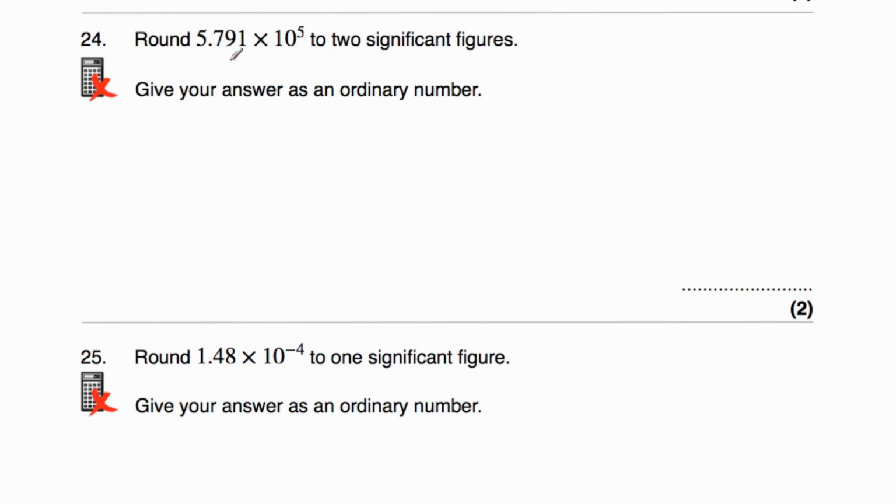So that means we want to move all the digits 5 columns to the left, because whenever we multiply by 10, which is 10 to the power of 1, we move the digits 1 column to the left. If it's 10 squared, we move it 2 columns to the left, and so on. So we want to move all these digits 5 columns to the left. So let's look at the 1.